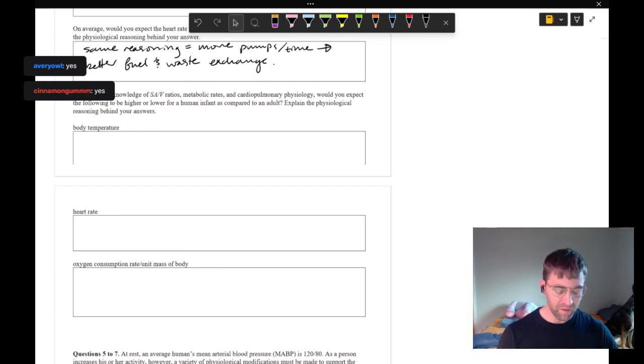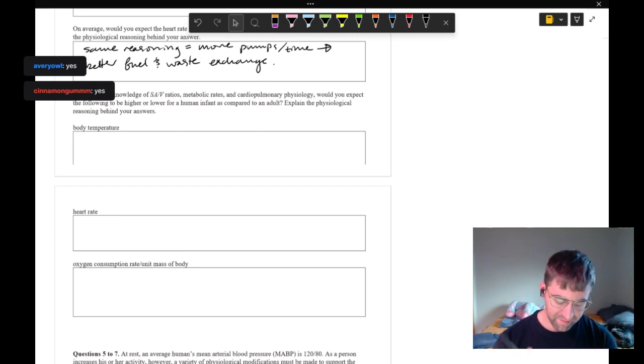Once we get above like 104, 106 degrees for any period of time, proteins start to denature, enzymatic activity starts to break down, which is why fevers are a major problem. Being cold for long enough is also a problem, but for different reasons, right? The piece here about body temperature is even though I have much more surface area than a tiny baby, I also have a lot more volume per surface area.